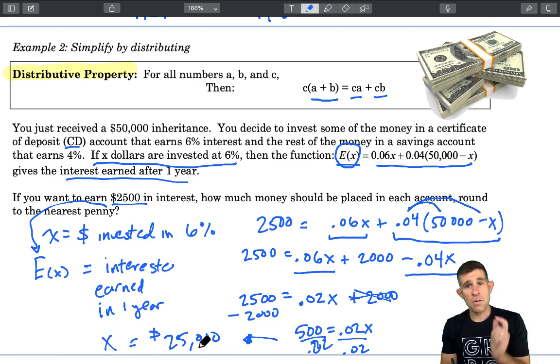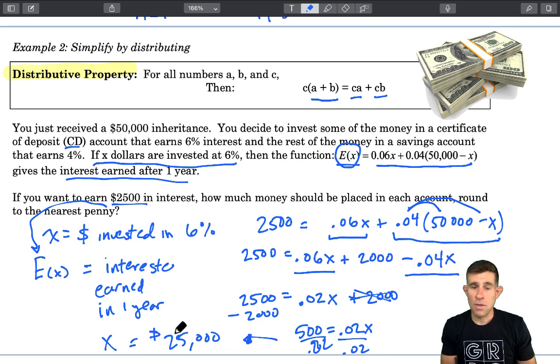Now x, remember, was the amount of money that was invested in the 6% account. Well, that was $25,000. What was remaining was if you take your original inheritance, 50,000, and you subtract your 25,000, the remaining amount is also 25,000. So you would get that these two accounts both had a deposit of $25,000 in them in order to earn a total interest of $2,500 in 1 year.